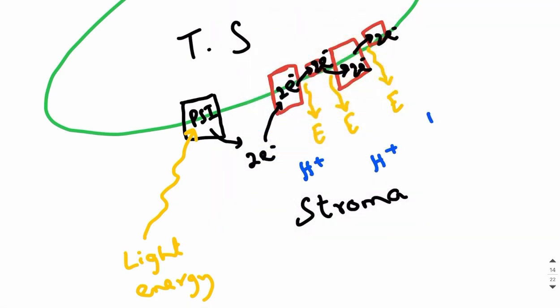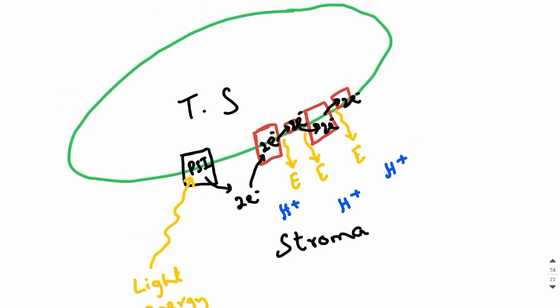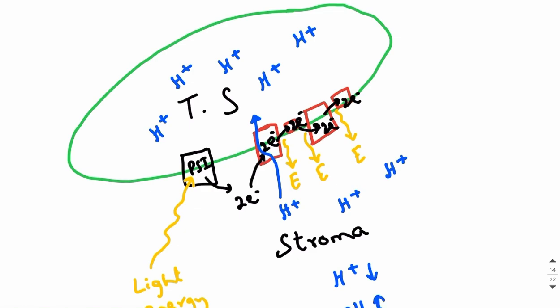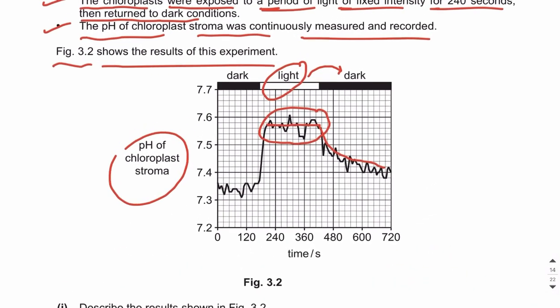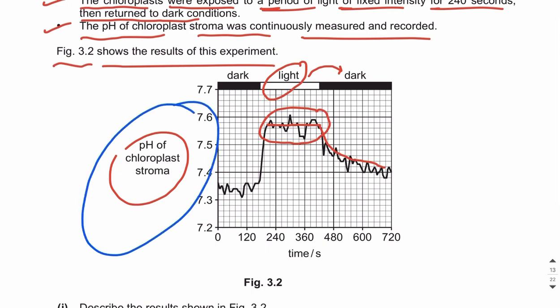So what will happen? We are just discussing photophosphorylation right now. Protons are pumped from the stroma to the thylakoid space. Thylakoid space already has a higher proton concentration or a hydrogen ion concentration. So hydrogen ions are being simply pumped from the stroma to the thylakoid space. As the hydrogen ions are pumped, obviously hydrogen ion concentration in the stroma will fall and pH will rise. And this is true from the results that we can see. In light, pH of the stroma rises.